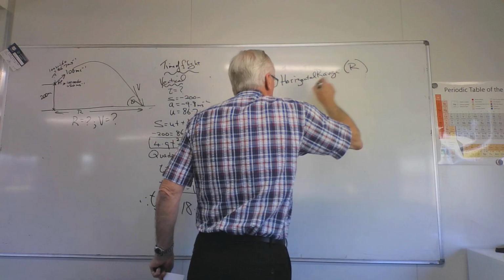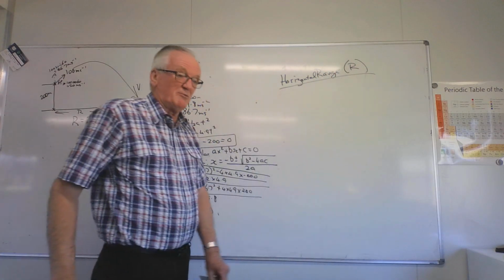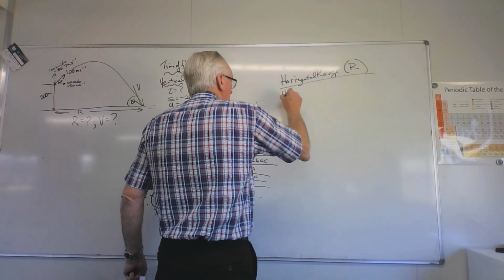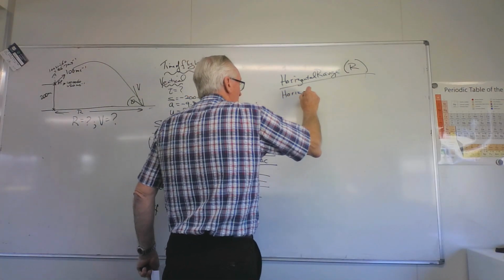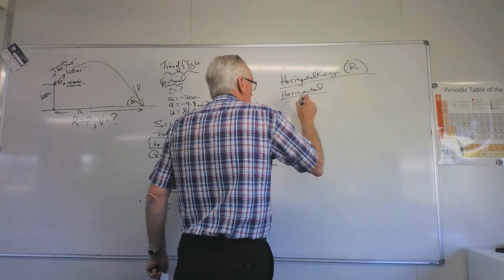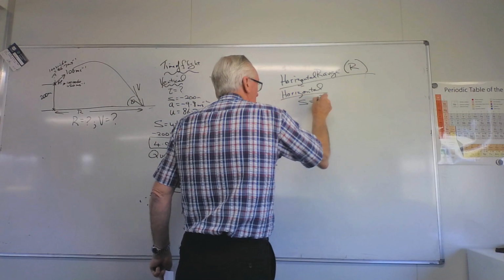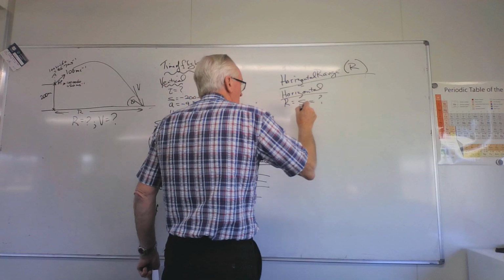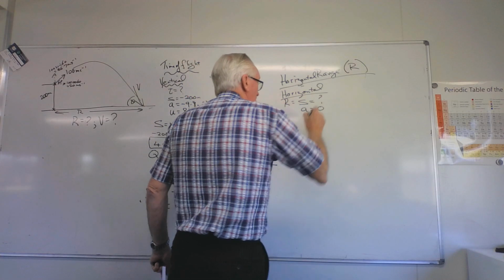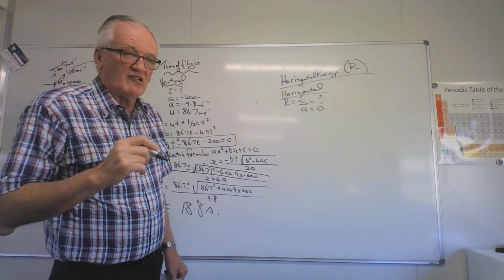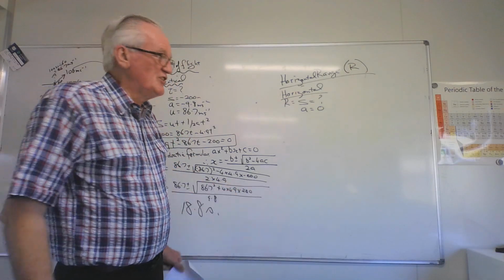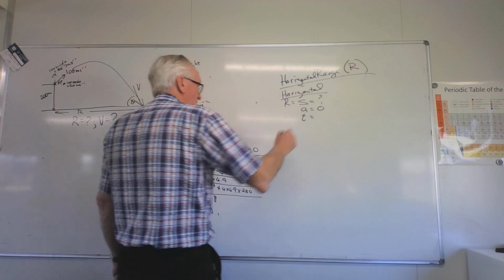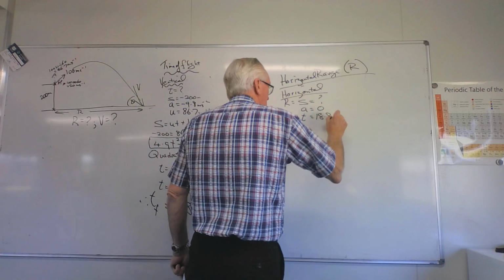That's what we're trying to find. Now, it shouldn't be any surprise if it's horizontal range, we're looking at just the horizontal motion. And we're looking at S, that's what we're trying to find, that's R. R equals S. We're looking at the fact that the acceleration is 0, there is no force acting horizontally. We ignore air resistance, so A is 0. T, it's going to be the same time as the vertical motion, so 18.8 seconds.